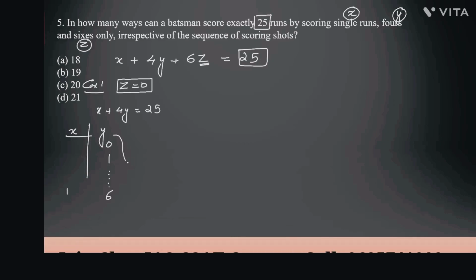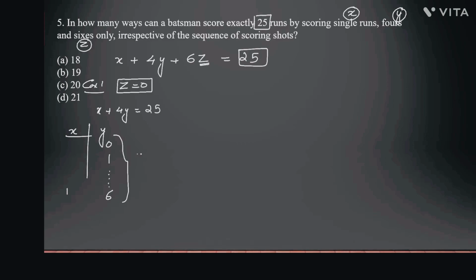So total how many cases are possible? You don't need to exactly find the value of X. You just need to find out how many cases are possible. So there are total 7 cases possible, right? Y can be 0, 1, 2, 3, 4, 5, 6. So total 7 cases possible when Z is 0. So now I'm going to take the next scenario.